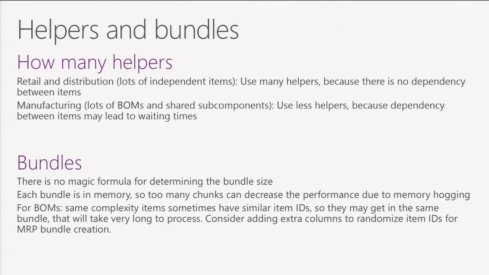What we are going to show you later on is how to create a report that tells you which are the items that are most heavily processed by MRP. So you can take this report one step further and see in which bundles these items are usually processed. And if you see that it's in the same bundle, then definitely introduce some code to randomize this and make sure they are processed by different threads.